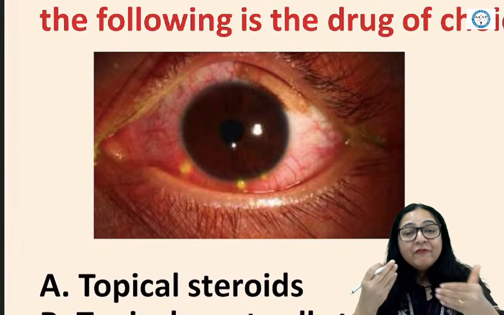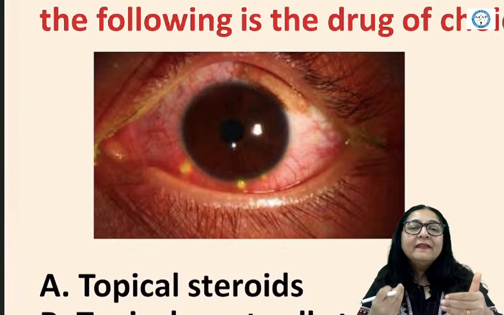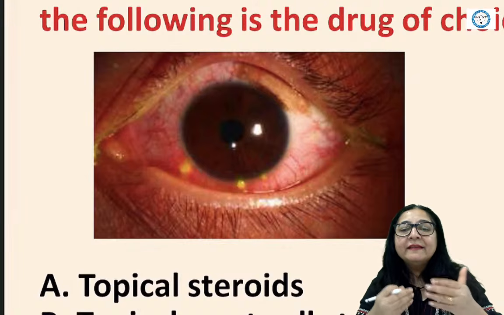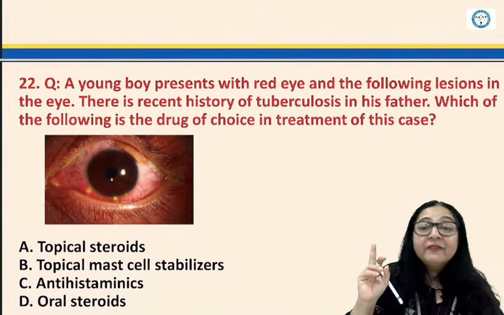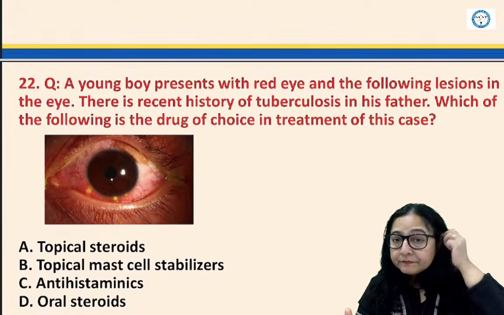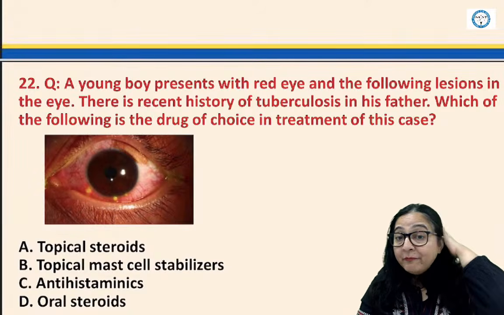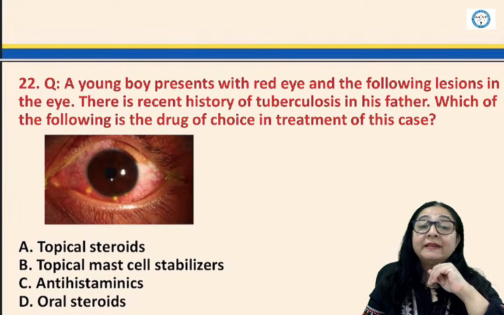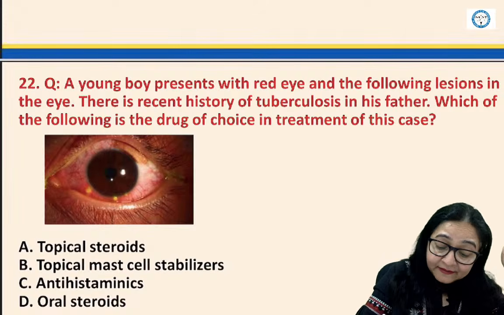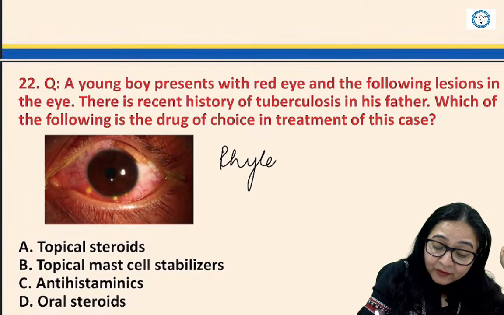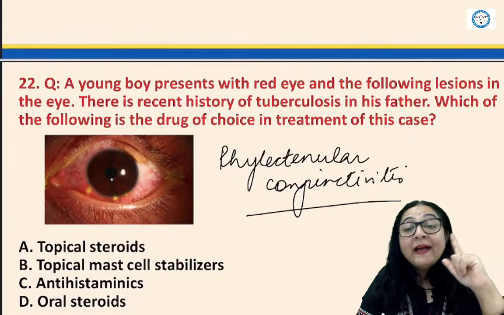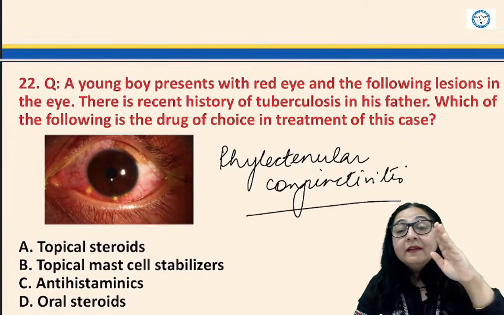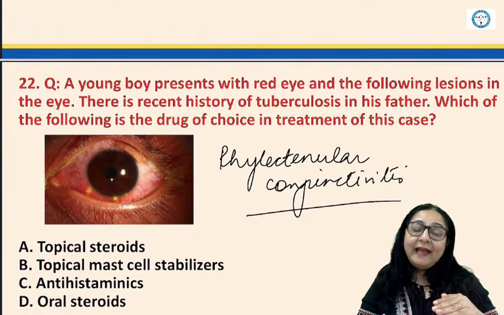So this type of inflammatory limbal nodules are seen especially when there is exposure to tubercular antigen. Your diagnosis is, first of all, bache, don't jump to the treatment. Make the diagnosis, only then you will be able to attempt the question rightly. This is a case of phlyctenular conjunctivitis, bache, phlyctenular conjunctivitis, right? Now, phlyctenular conjunctivitis is a type 4 hypersensitivity reaction.